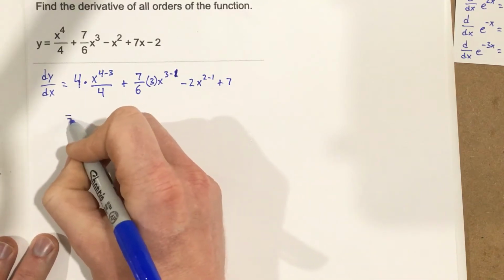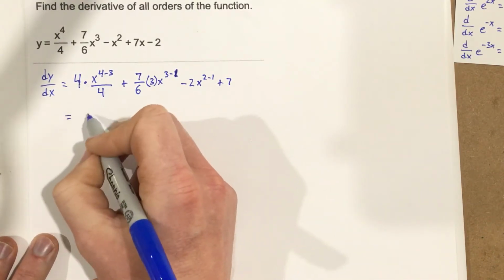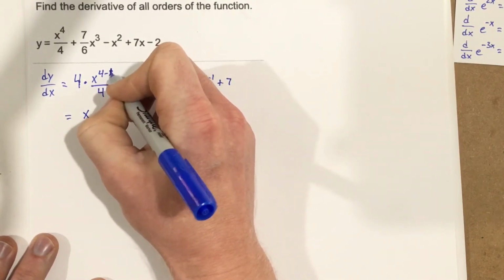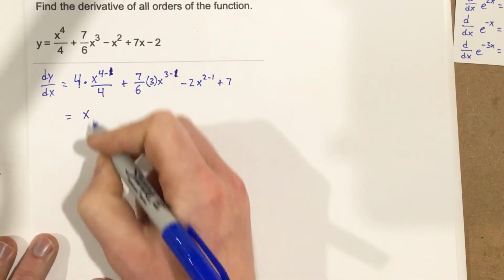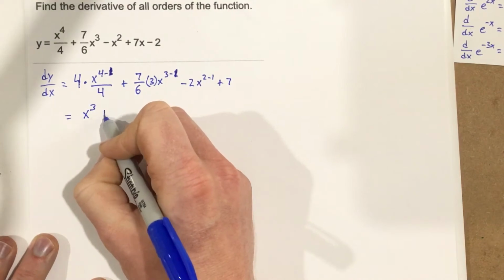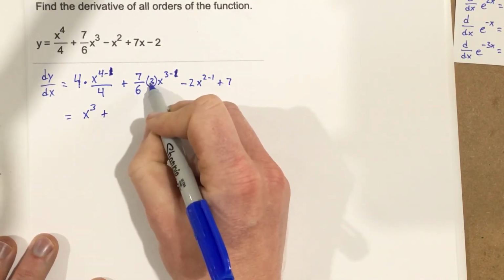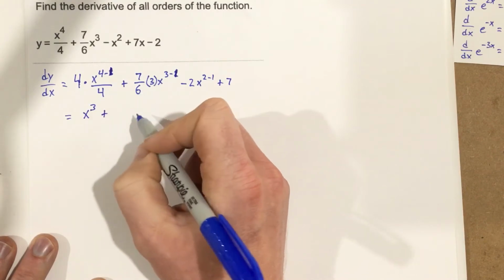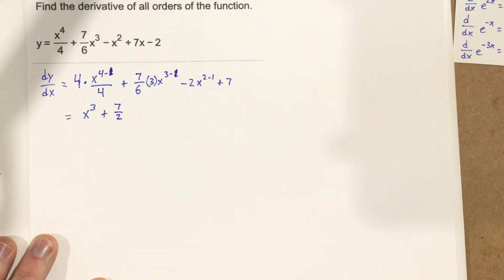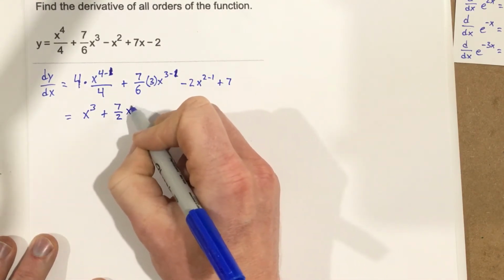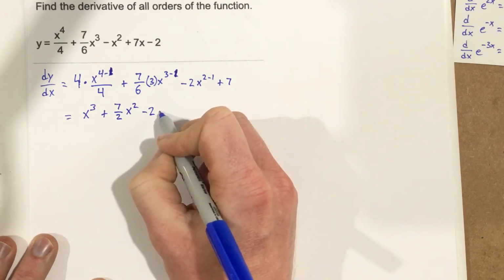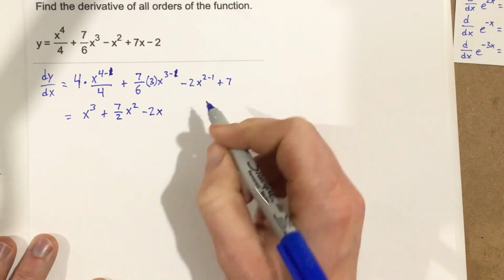I can go ahead and distribute here, and the 4's cancel, and I'm left with x to the, oh, it shouldn't be 4 minus 3, that should have been 4 minus 1. Sorry, 4 minus 1, which is 3, plus 7 over 6 times 3, the 3 and the 6 cancel, and I'm left with a 2 on the bottom, so I get 7 halves x to the second power, and then this will just be minus 2x. And then I have plus 7.